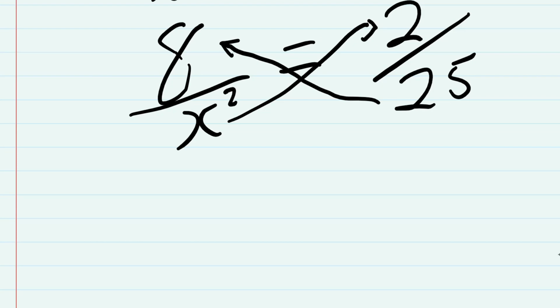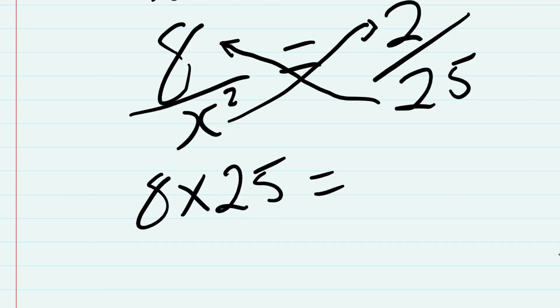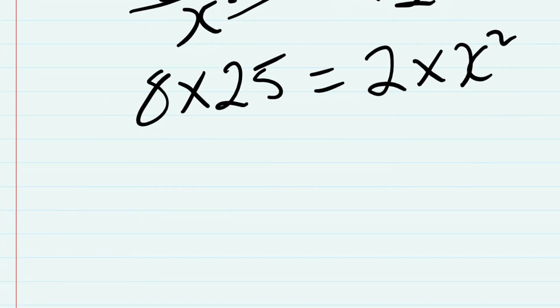right? So what do we do right here? So I have 8 times 25 equals x squared times 2, so equals 2 times x squared, right? We proceed. So right here, 8 times 25.